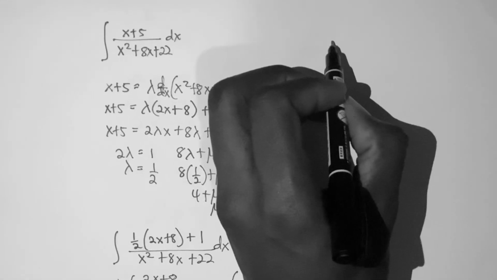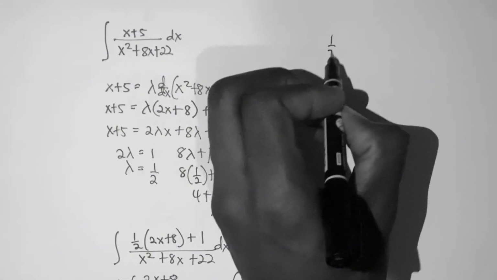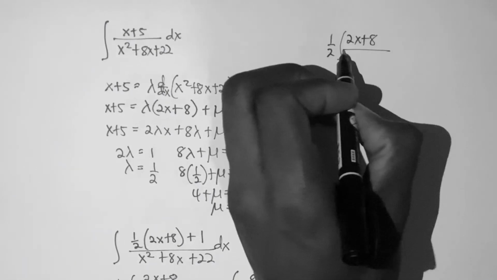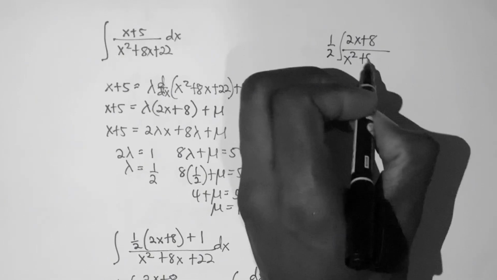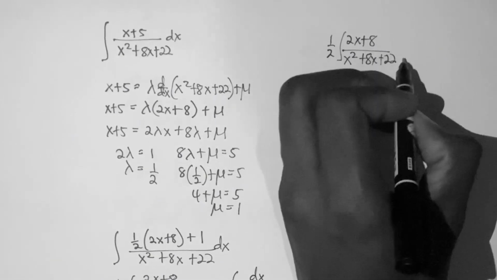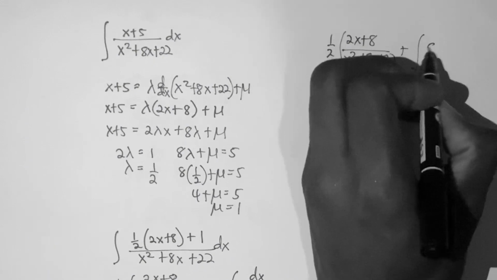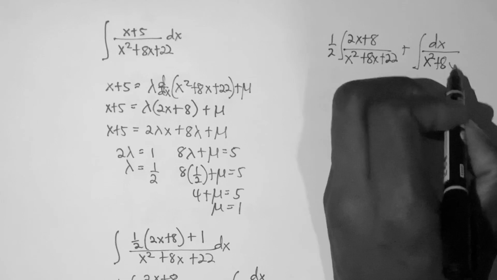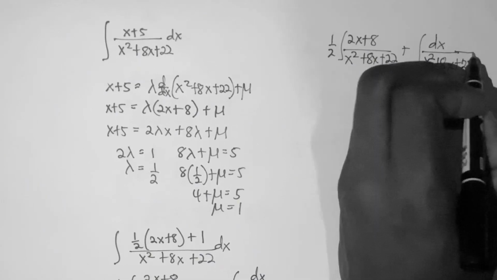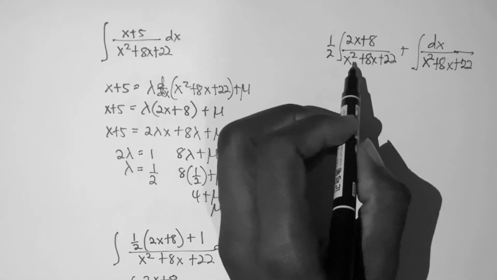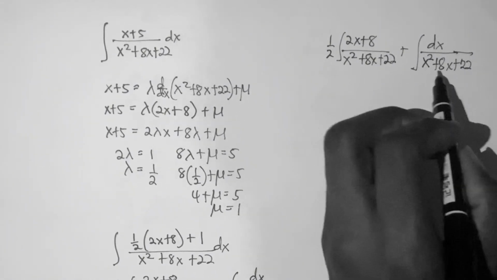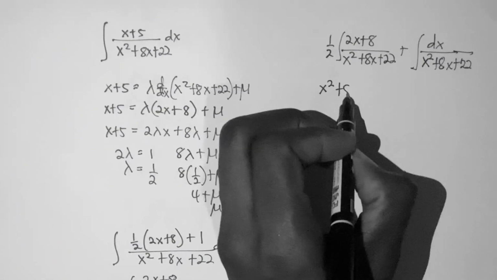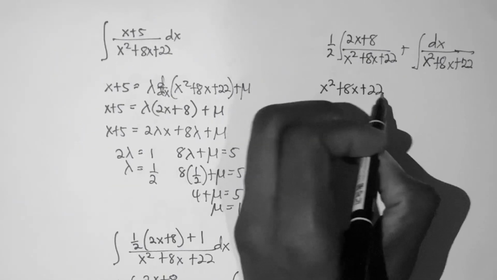So we are talking about half of the integral of (2x plus 8) divided by (x squared plus 8x plus 22), then plus the integral of dx divided by (x squared plus 8x plus 22). Now, we know the answer for this integral, but we don't know the answer for this. So what we need to do is to complete the squares for x squared plus 8x plus 22.